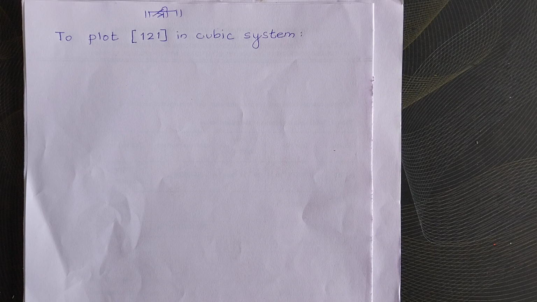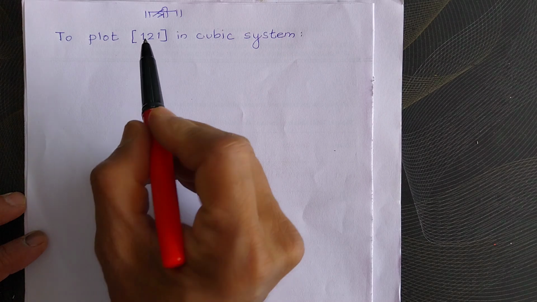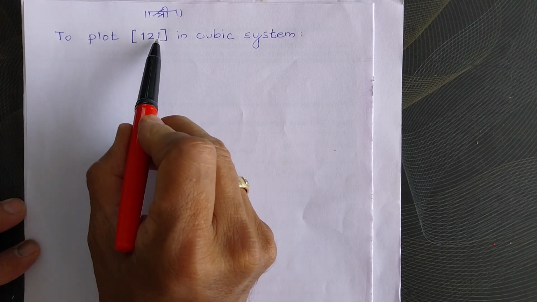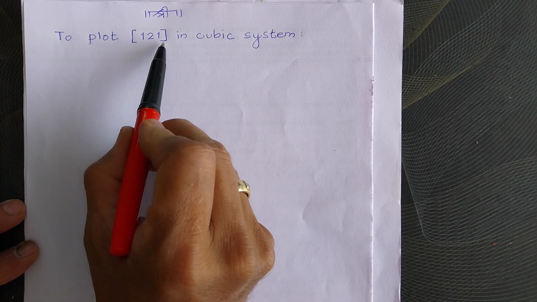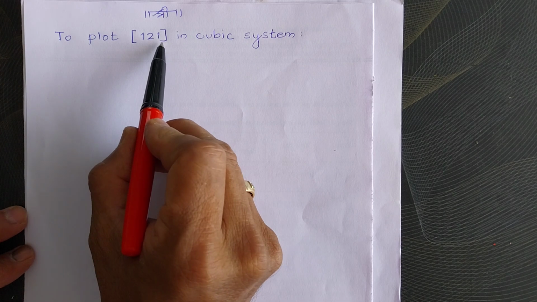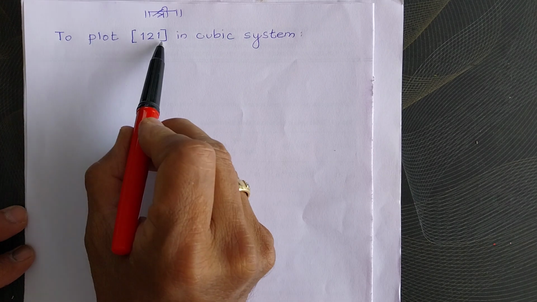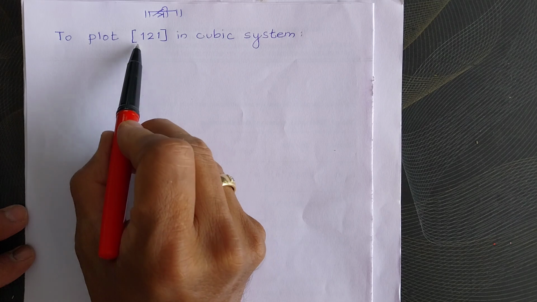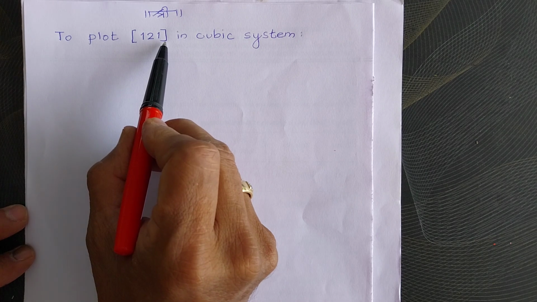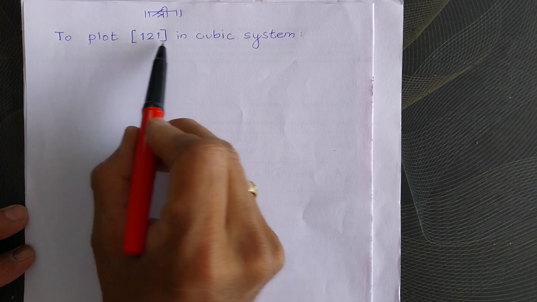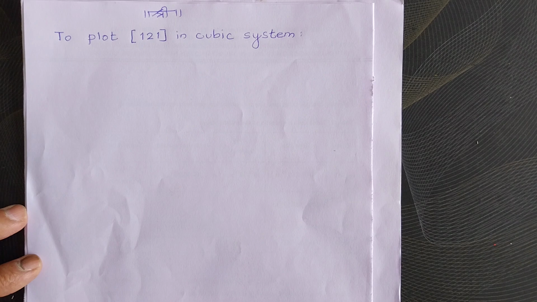Hello, I'm Sunil Divekar and we're going to take a look at how to plot 1 2 1 in a cubic system. First we note that these numbers 1 2 1 are enclosed in square brackets. The significance of the square bracket is it denotes direction. So here we have to plot the 1 2 1 direction in the cubic system.